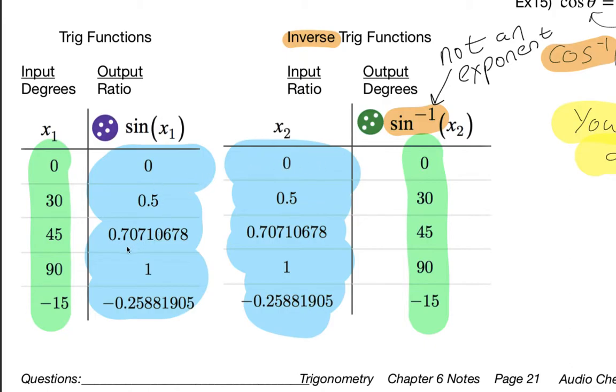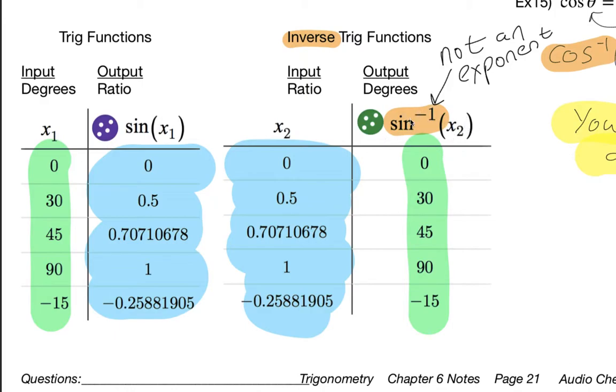So here, 0.71, if you take that as your input for the inverse, the output would be 45 degrees. If the input is 1, then the output is 90 degrees. And if the input is this crazy ratio right here, the output would be negative 15 degrees. And the way we write it is sine negative 1 of the input.